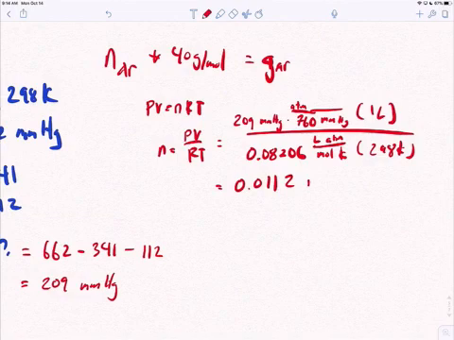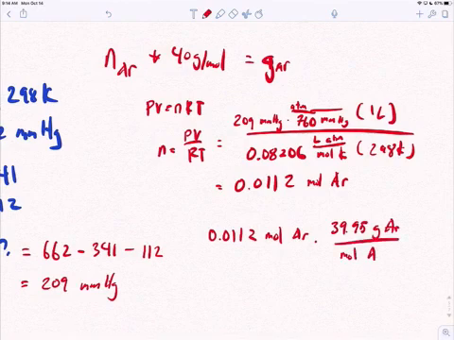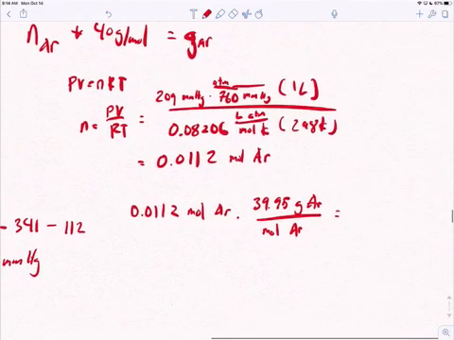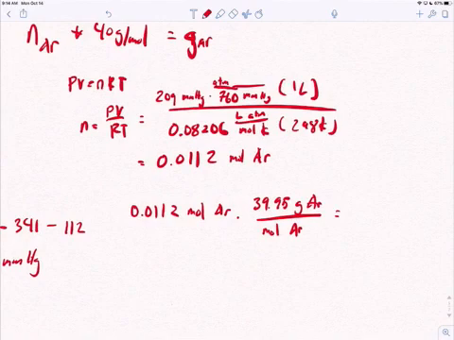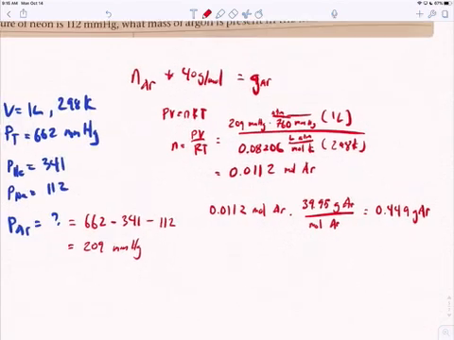And this equals 0.0112 moles argon. Then we have 0.0112 moles argon times 39.95 grams argon per mole argon. And this equals 0.449 grams of argon. Okay.